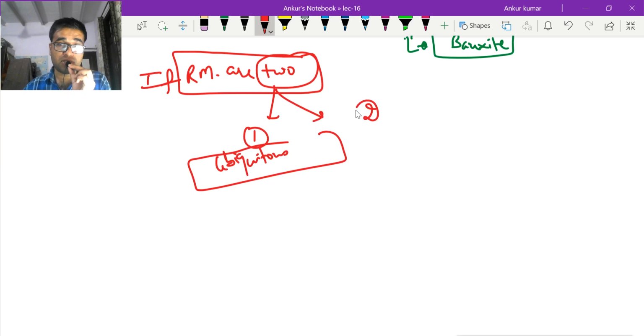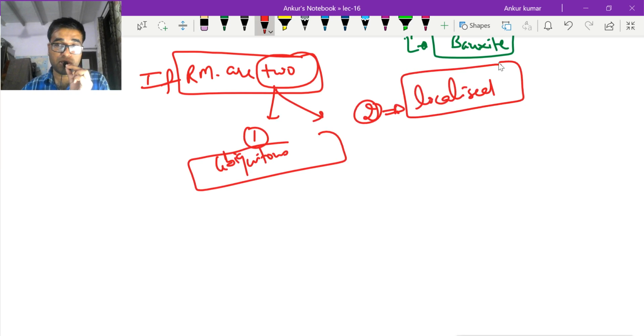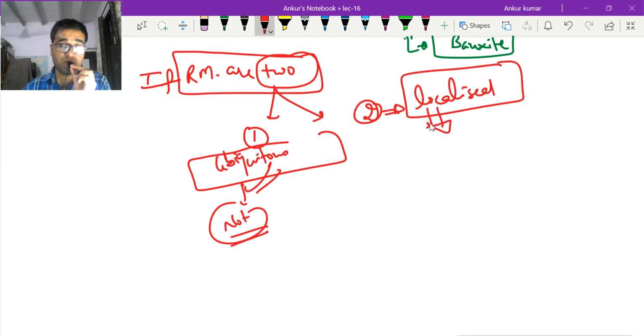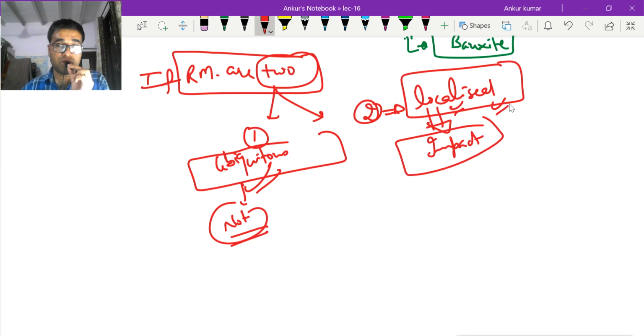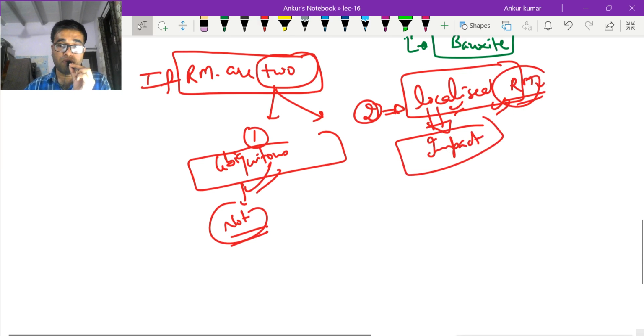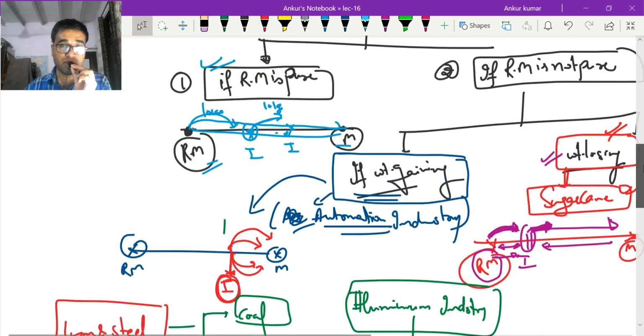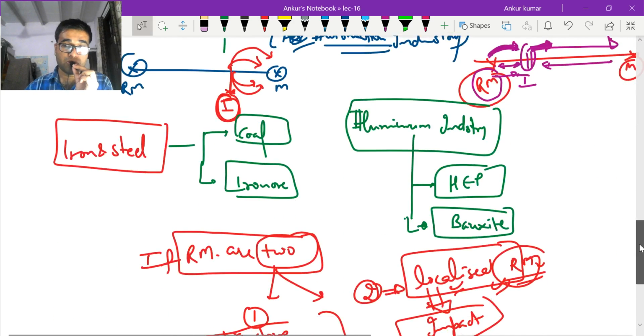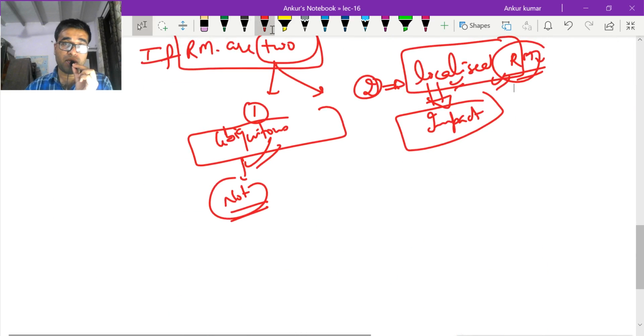Okay, it is present everywhere, but the second material is localized, right? Now this ubiquitous raw material definitely is present everywhere, so it will not impact the location of industry. The material which is localized will impact the location of industry. Now when this raw material impacts the location of industry, all the cases that we discussed above will come into play, that is if the raw material is weight gaining or weight losing or it is pure. So all these matters will come into play under this head.